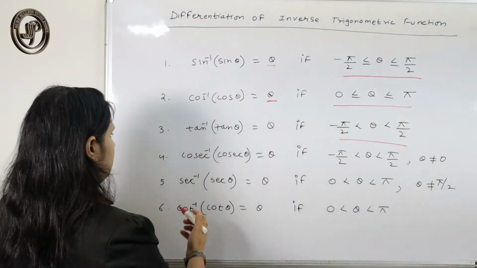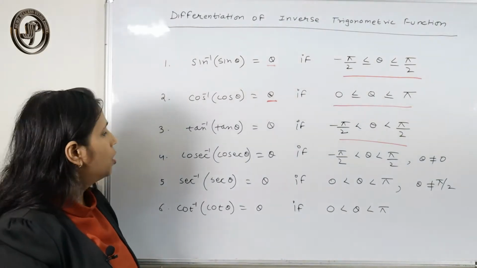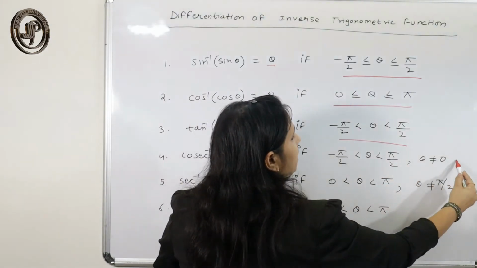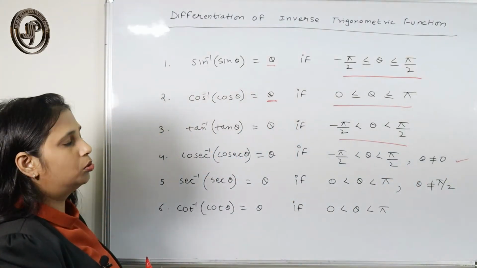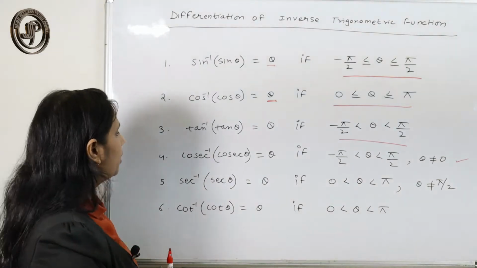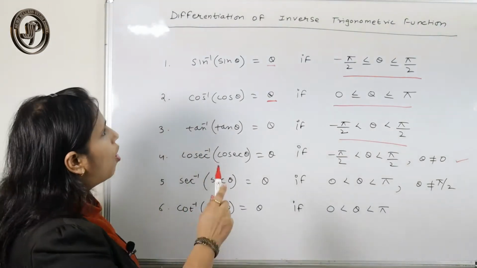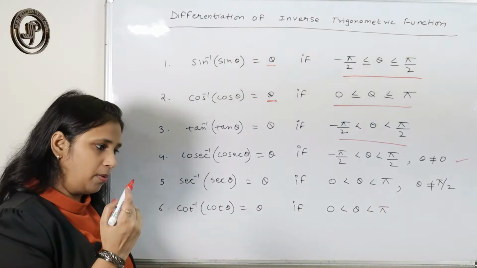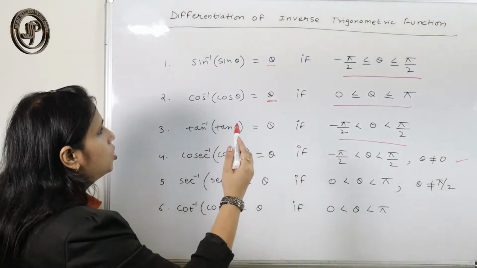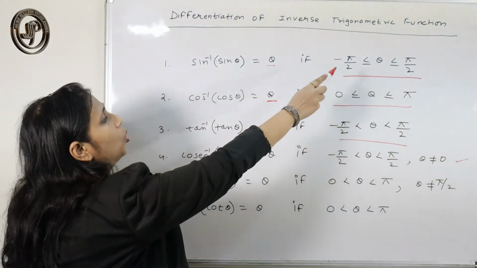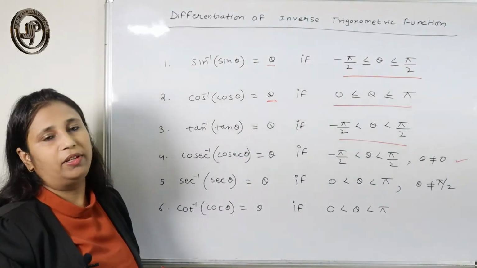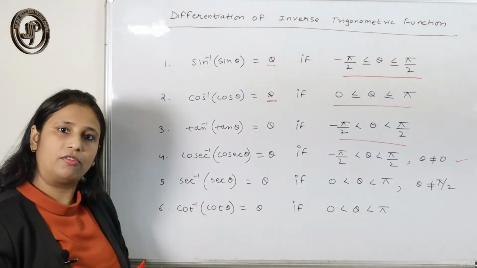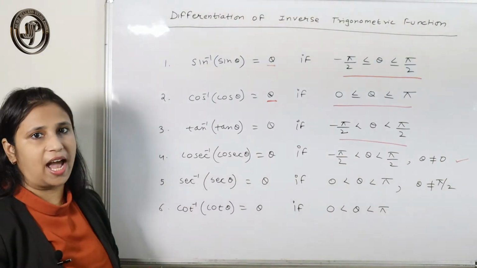Okay. Similarly, cosec, sec and cot also. For cosec inverse, the range will be minus pi by 2 to pi by 2, except theta equals 0. Theta should not be equal to 0 here. So these are some ranges of inverse trigonometric functions that you have to memorize. While doing the sums, we should know these ranges, then only we can solve the question.